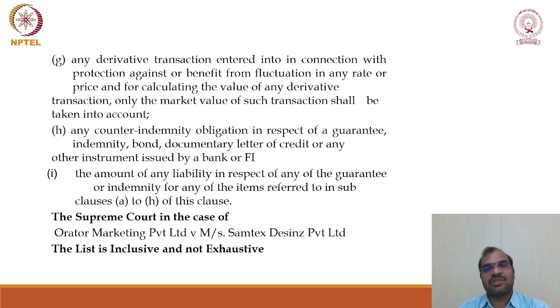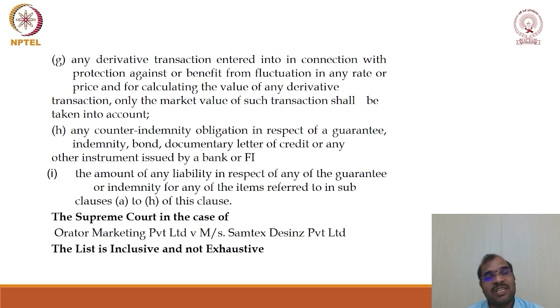Futures and options, various categories are there. Any derivative transaction entered into in connection with the protection against or benefit from the fluctuations. Generally, why do we use derivative transactions? We use them to hedge our risk, because these things are fluctuating in nature, maybe the crude oil price, your pulses, or your foreign exchange. To protect yourself from the fluctuations, generally you tend to purchase derivatives. For any derivative transaction, only the market value of such transaction will be taken into consideration.